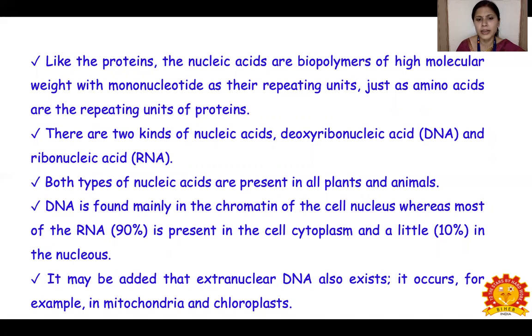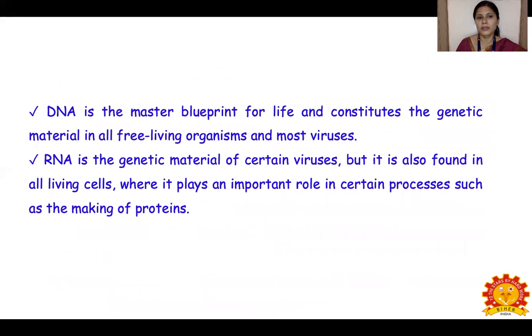Both types of nucleic acids are present in all plants and animals. So DNA is found mainly in the chromatin of the cell nucleus, whereas most of the RNA, around 90%, is present in the cell cytoplasm and around 10% in the nucleolus. So it may be added that extranuclear DNA also exists. It occurs in the mitochondria, and in case of the plants, it will be in the chloroplast.